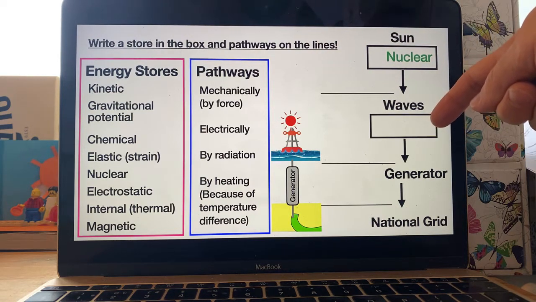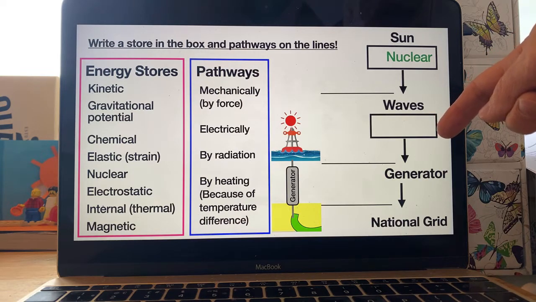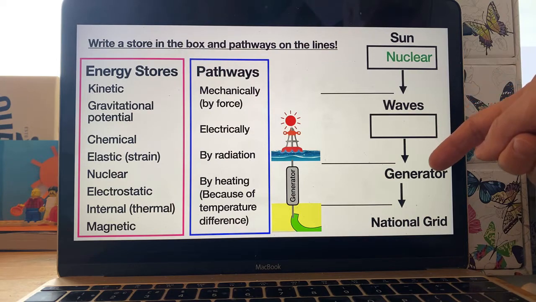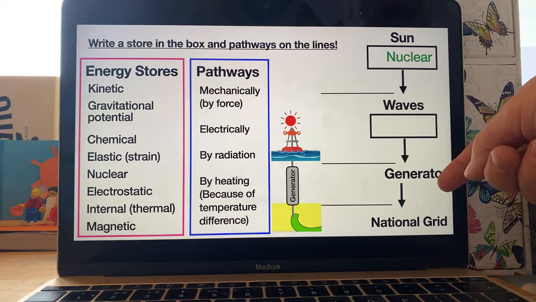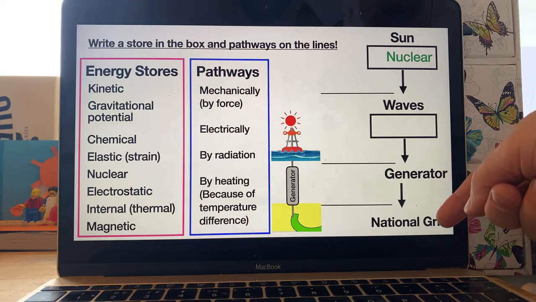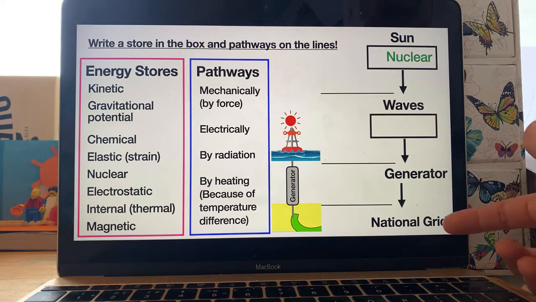How is the energy stored in the waves? What kind of energy store are waves? How does energy get transferred or shifted from the waves to the generator? Is it mechanically, electrically, by radiation, or by heating? And how does energy get shifted from the generator to the national grid? The national grid is just all the wires, if you like, between the power station and the house. Again, we'll talk more about the national grid later.